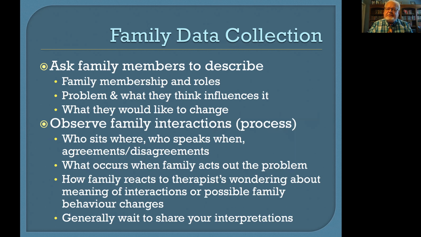Family data collection asks family members to describe who does what, what their roles are, what the problem is and what they think influences it, and what they would like to change, much like Jay Haley defined. And also, as he talked about, observing family interactions is usually better than asking the family to tell you what their interactions are. So you look at who sits where, who speaks when, what their agreements or disagreements are, and how they come about. What occurs when the family acts out the problem.